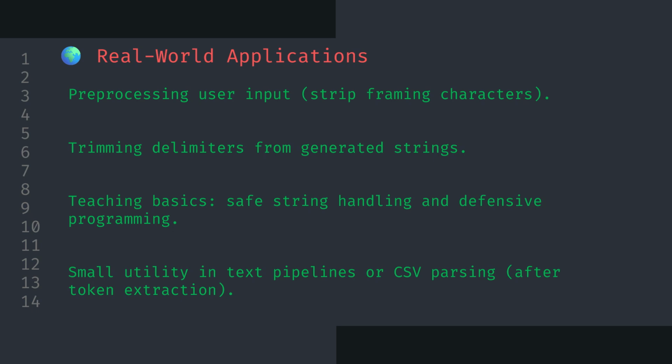Although simple, this function has practical uses: cleaning tokens, removing framing characters, or building robust text processing pipelines. It's also a friendly teaching example to introduce defensive checks and substring operations in C#.